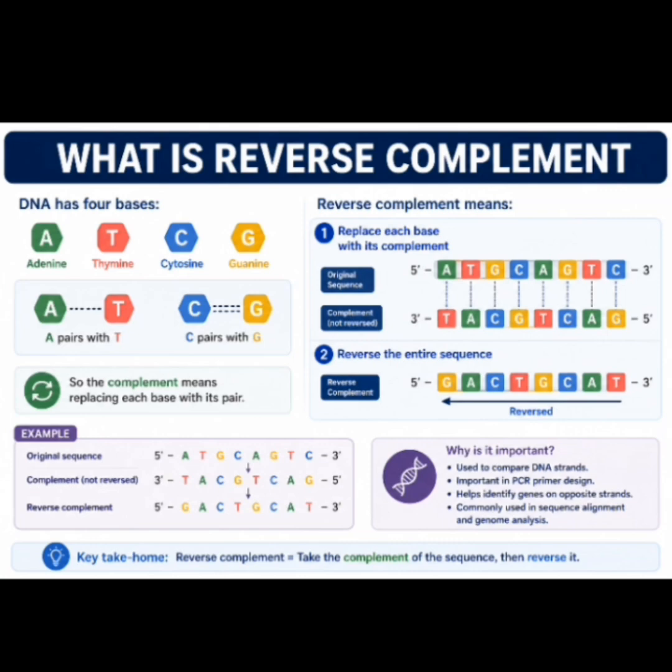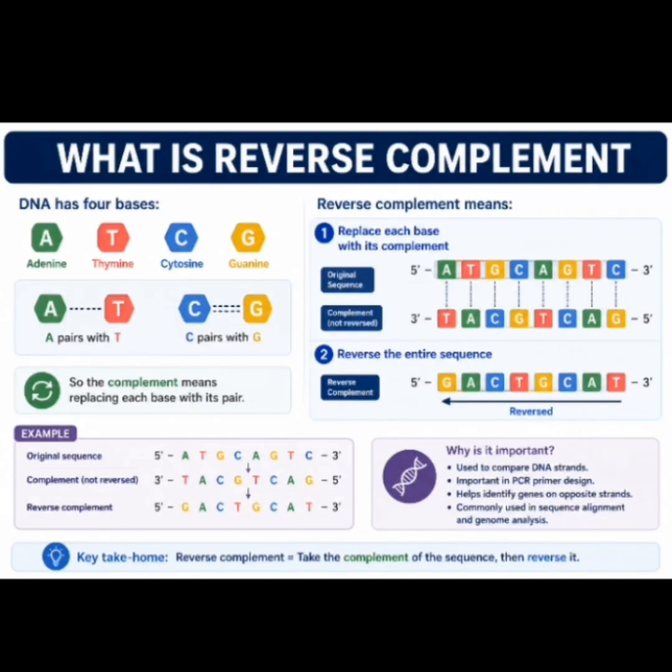So the reverse complement of A will be T. The reverse complement of C will be G. So in a DNA sequence where you have AT as the DNA sequence, the reverse complement of that DNA sequence will be now TA. In a situation where you have CG as a DNA sequence, the reverse complement of that DNA sequence will be now GC. So reverse complement means replacing each base with its pair.